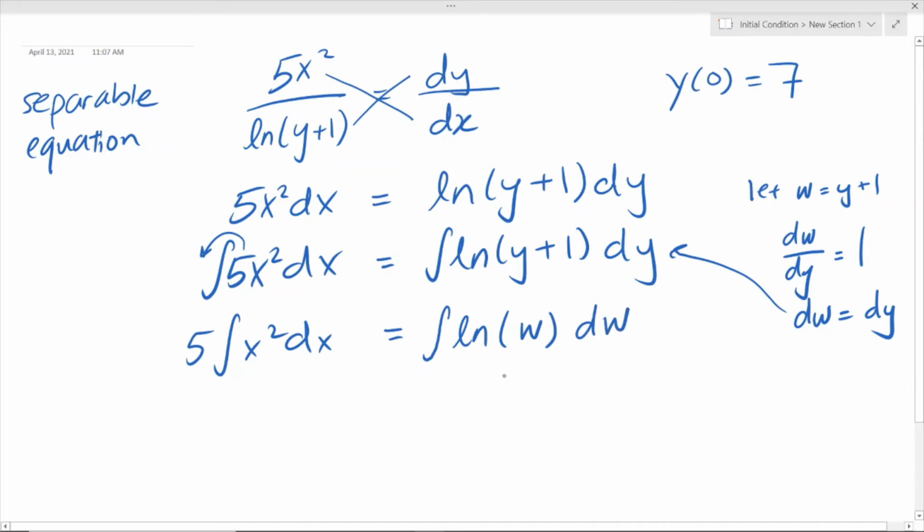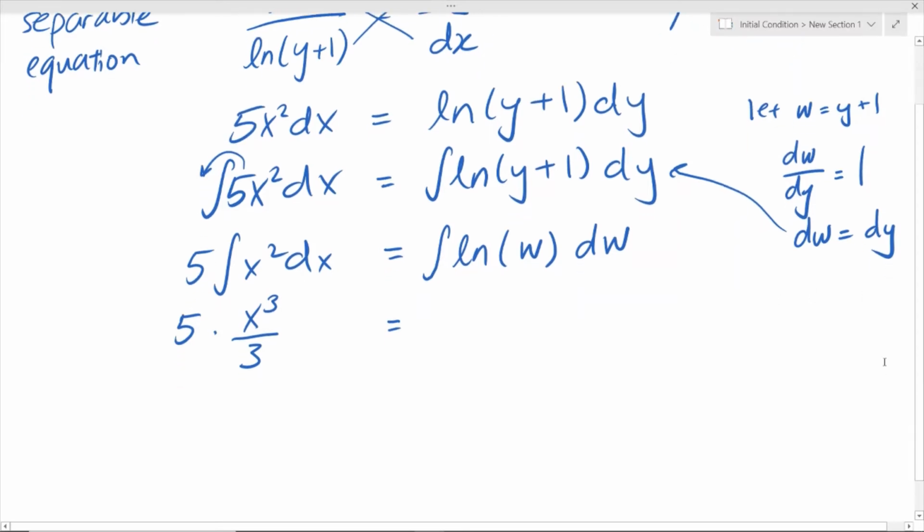And then now we have to integrate these, so here, let's work on this side now. So 5 times the integral of x squared. Well, the integral of x squared, we are just going to have to add 1 to this exponent, and then whatever is here in the exponent, right, goes in the denominator. So 2 add 1 is 3, so that's why we get these 3's. And then to integrate ln w, it's a little bit more complex, but we basically integrate by parts.